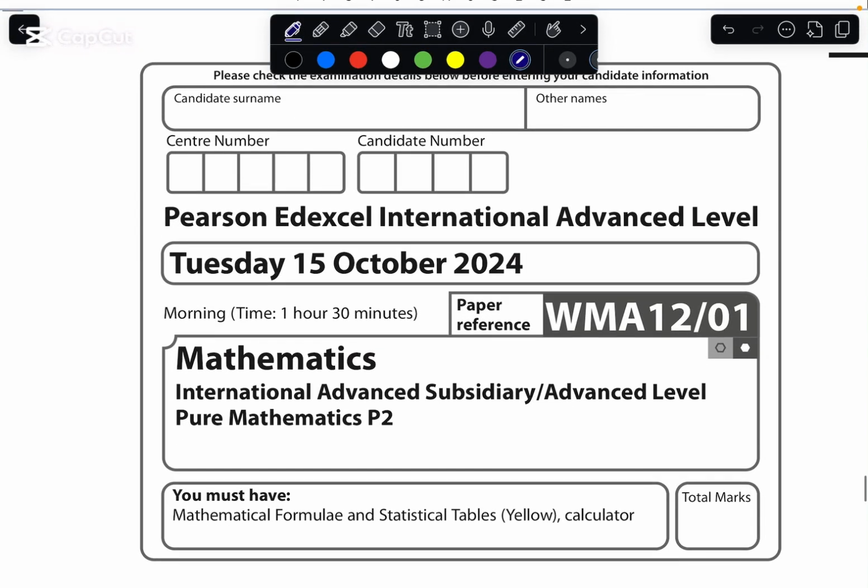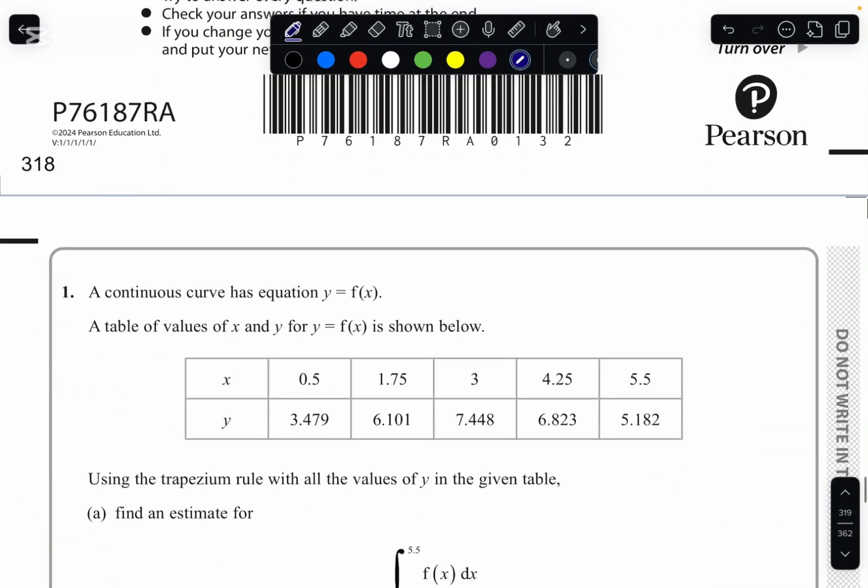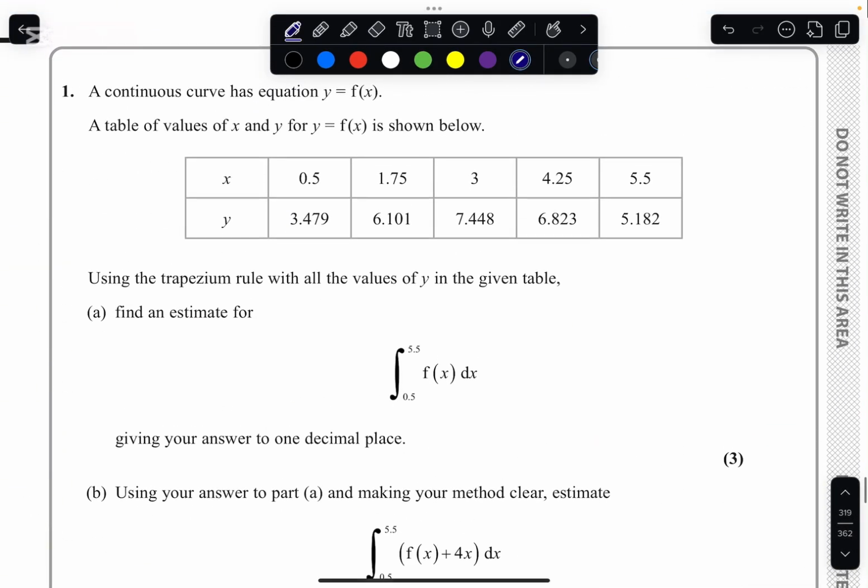Today we will be doing October 2024 Math A Level P2. So the first question says, a continuous curve has equation y equals f of x. A table of values of x and y for y equals f of x is shown below. The first part says, using the trapezium rule, with all the values of y in the given table, find an estimate for the below.